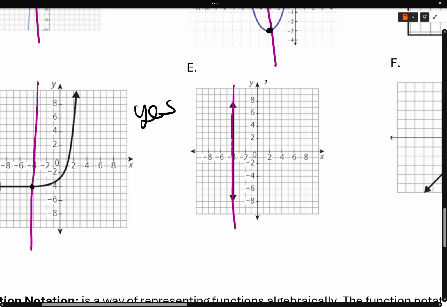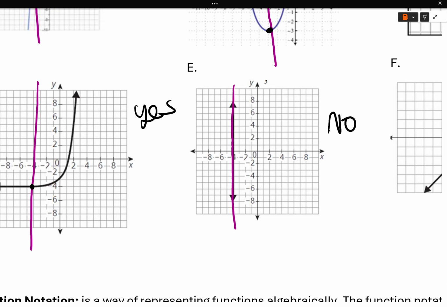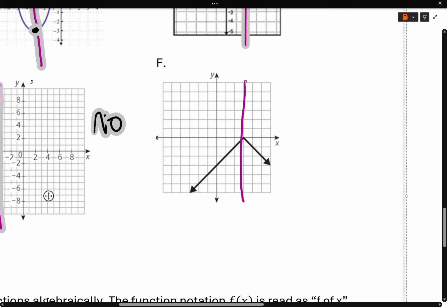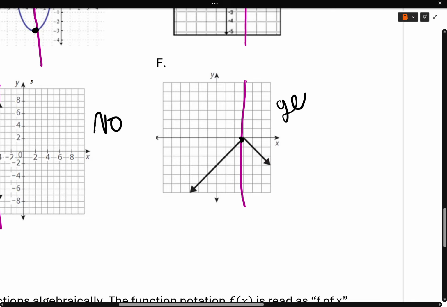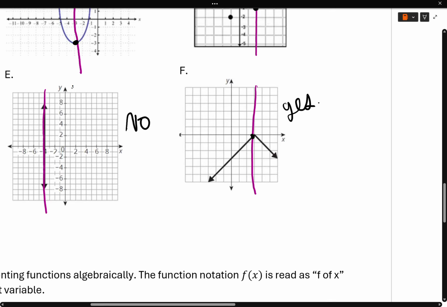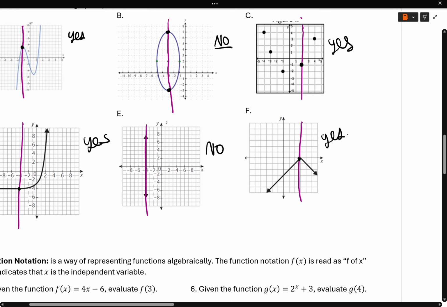Letter E. Oh my gosh, letter E is a vertical line. So that looks like it crosses always, infinitely. Big fat no. And lastly, letter F. Let's draw a line. Only crosses through once. It's a function.